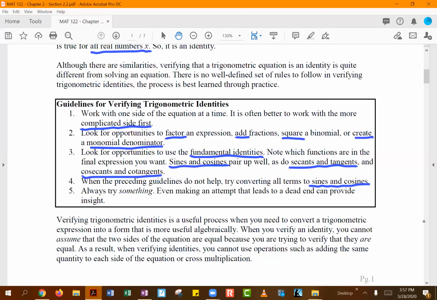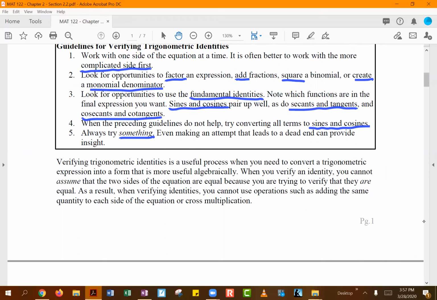Now, this last one, I really like. They're talking about always try something. So at least try to break down your problem and see what you can do. Even if an attempt does not lead you anywhere and you still end up at a dead end, you may still learn how you can go about simplifying this expression or verifying your identities. So try something. Don't just give up because you're not sure what you need to do next. It may take you a couple of tries, but like I said, the more you practice, the better you will get at it. Okay.